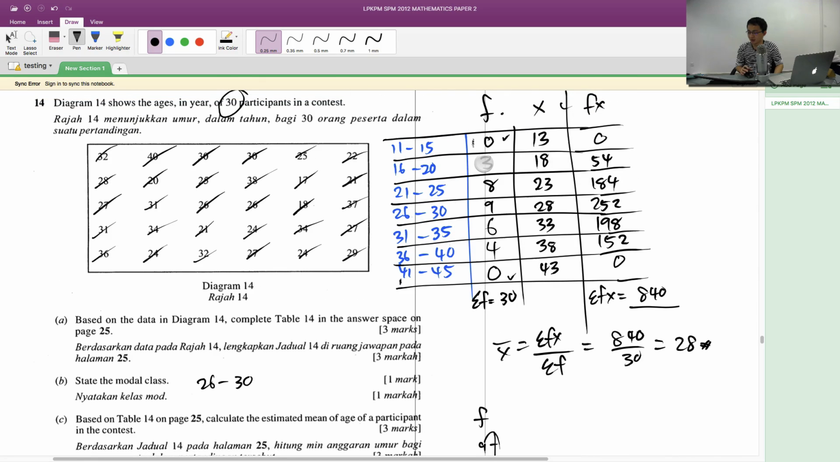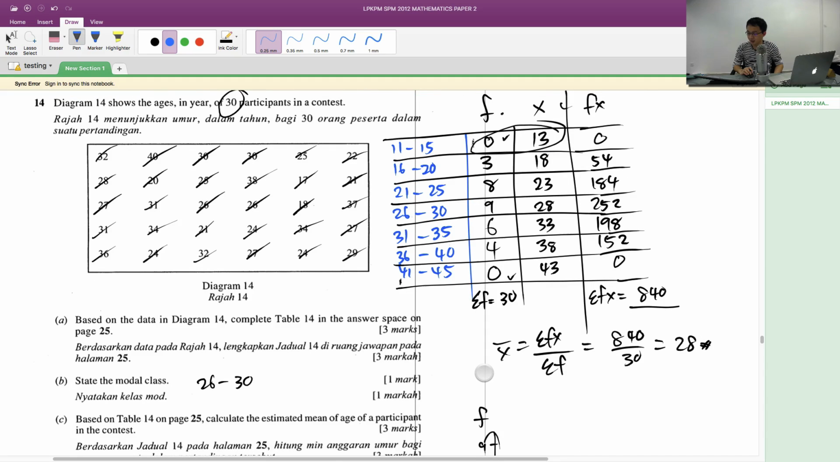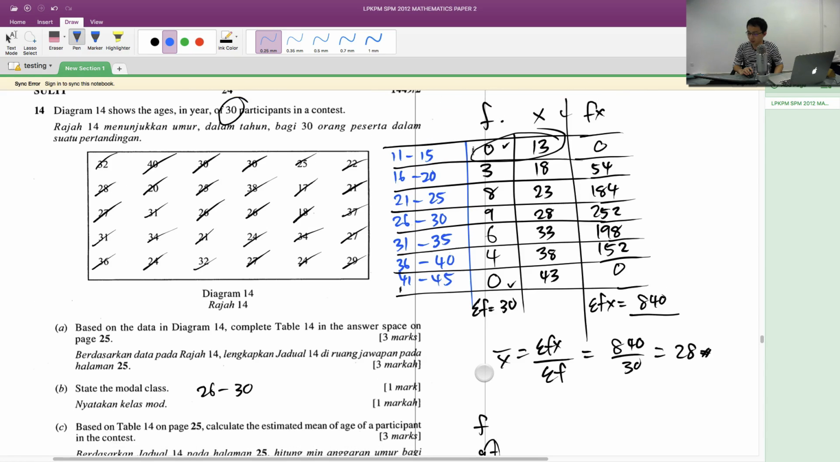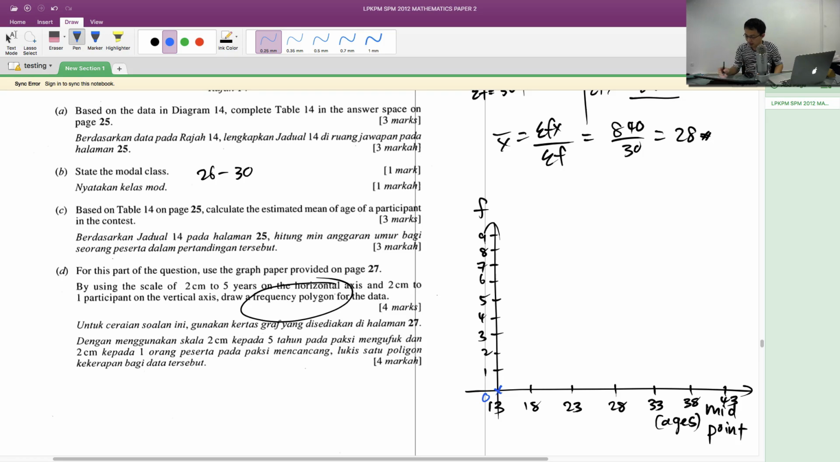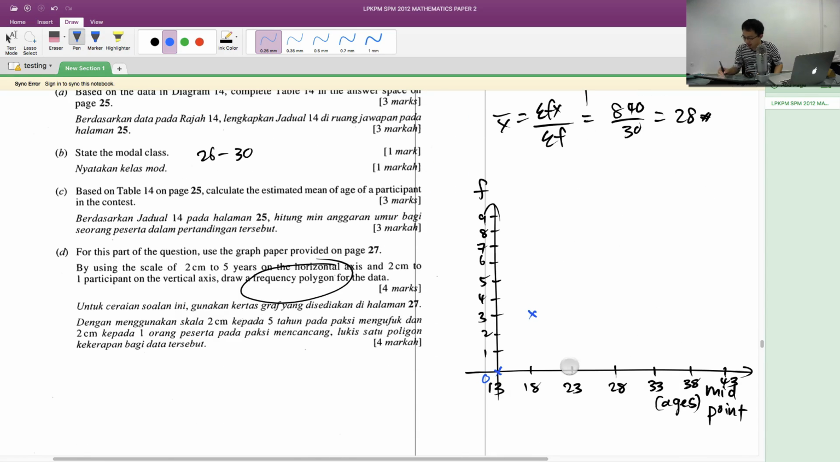For the first one, is 0. Alright, so 13 is 0, so you just do a 0 here. Definitely write a 0 here. And then 18 will be 3. So you just do 18, 3. And then 23 will be 8. The next one is 9. This is 8. Next one, 28 is 9.